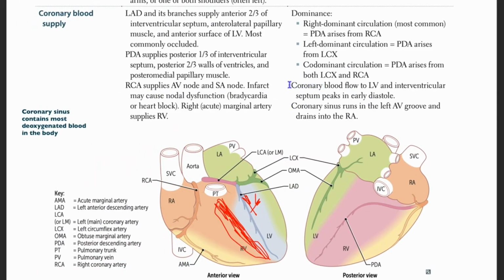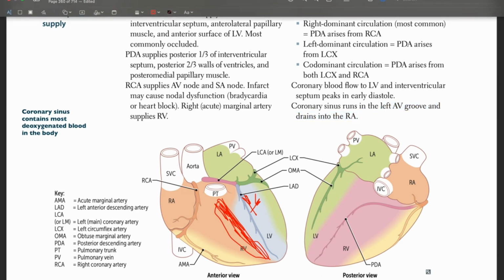Okay, then you have coronary blood supply from the left ventricle. Coronary blood flow to left ventricle and interventricular septum peaks in early diastole, and coronary sinus runs in the left AV groove and drains into the right atrium. Okay, both of these things are important.